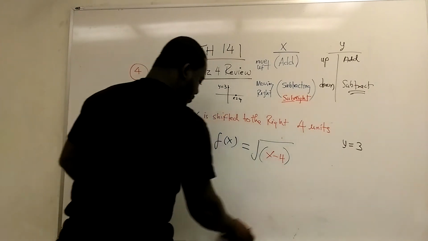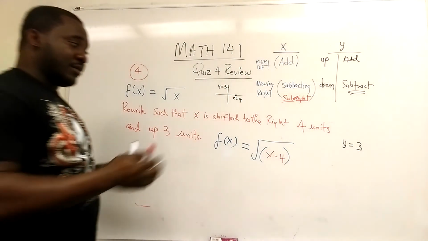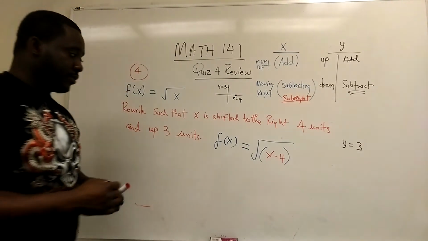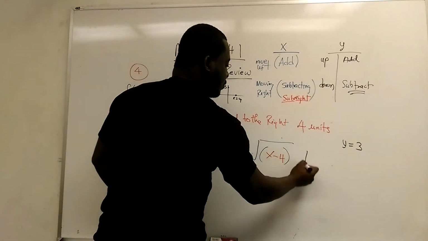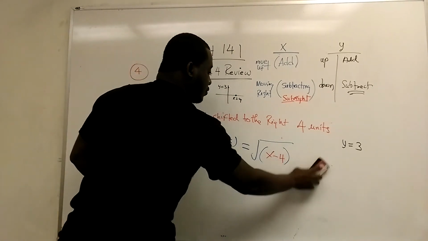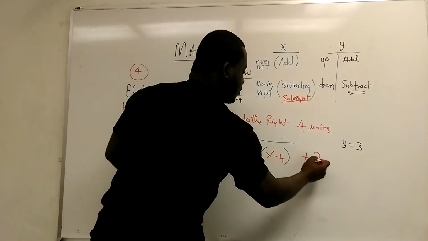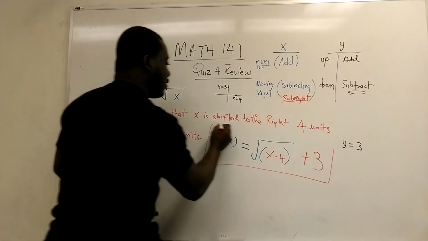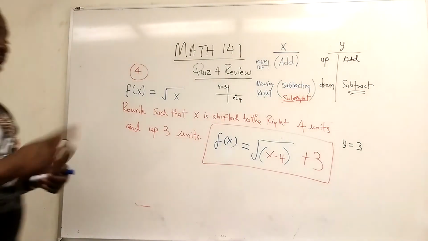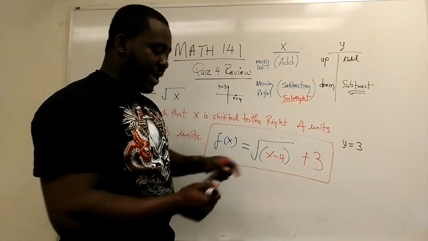So we're done with the x part. The y part is what? Equals 3. The y is the same. It's positive 3. So positive 3 here. You add positive 3 to the main function, and that's your answer. Now, remember what I told you about using parentheses. So this is our answer.